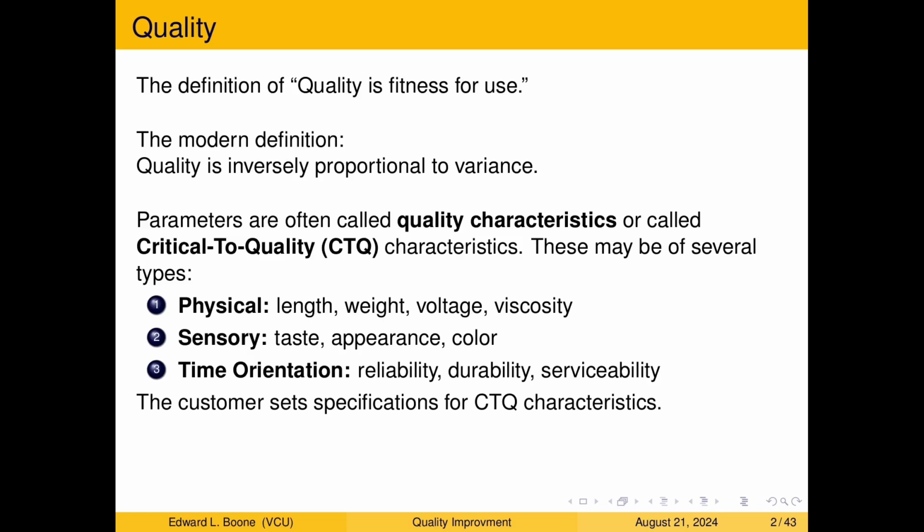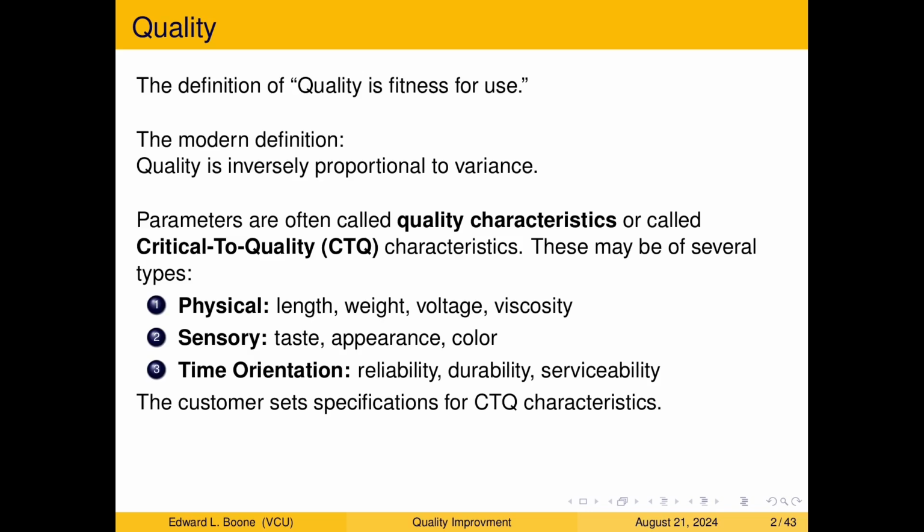Okay, parameters are often called quality characteristics or critical to quality characteristics. This is the thing that you really care about. These are the things that you're going to measure because they matter to you, such as physical things like length, weight, voltage, viscosity. If you have a part that needs to fit between two other parts, the length probably matters, because if it's too long, it won't fit, and if it's too short, it may not do the appropriate job. It may not be fit for use.